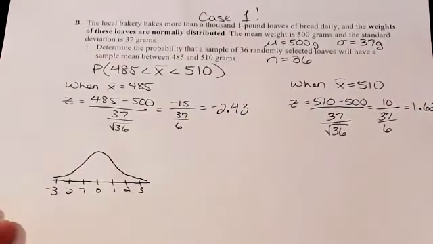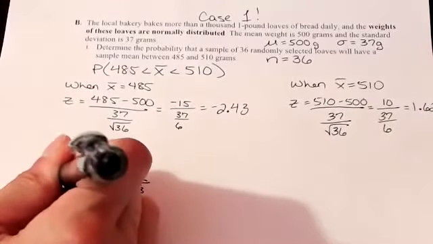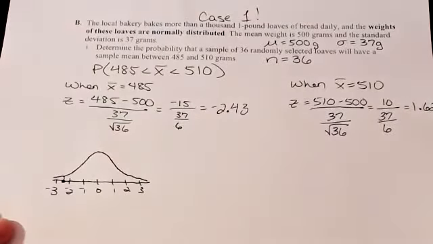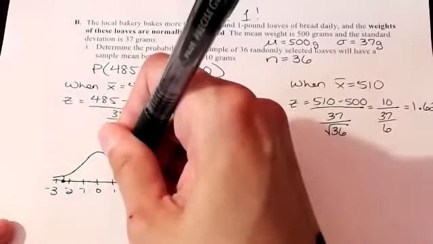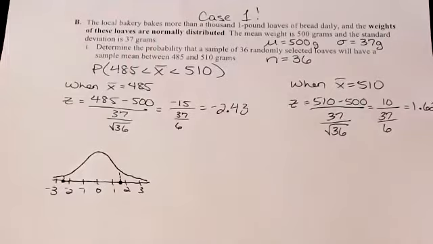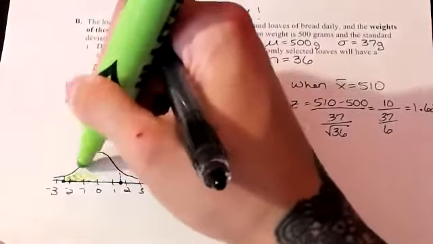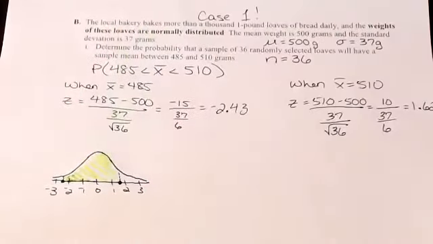We're going to label this. Okay. Negative 2.43. Wow, we're all the way here. Draw our dotted line up. 1.62, we're approximately here. Draw our dotted line up. And let's shade the appropriate region. We know that we are referring to the region between these two z-scores. So here we have our shaded region.